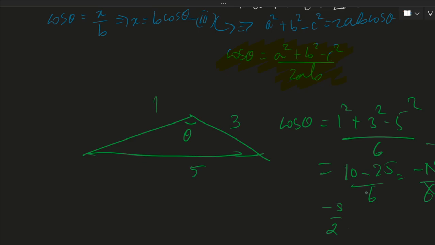Okay, I think there's been some mistake. That's 10 minus 25, 15 by 6, 5 by 2. That's almost 2.5, yeah. So cos theta.